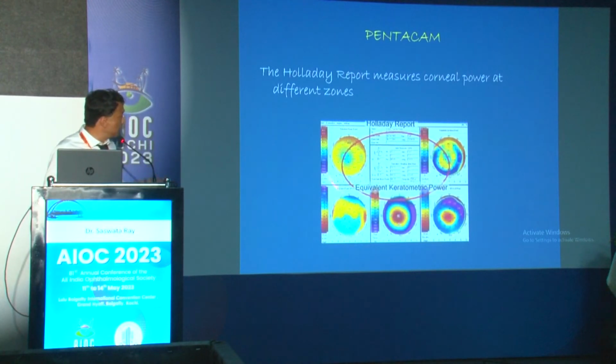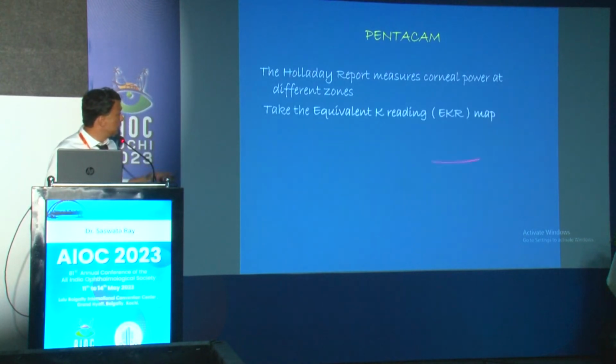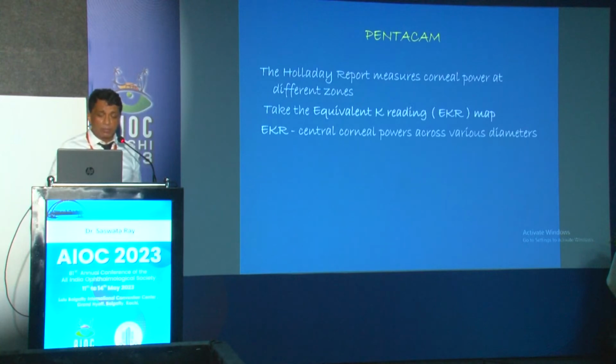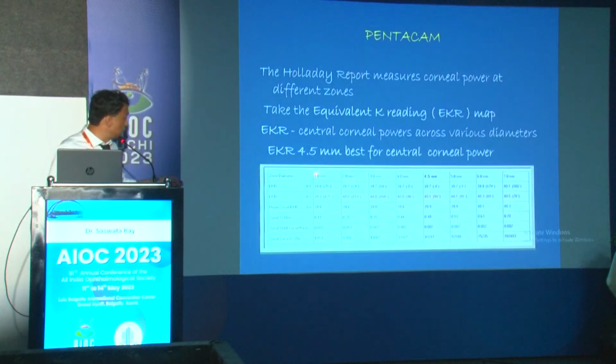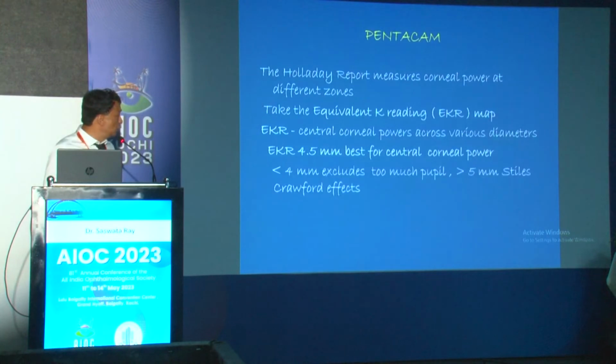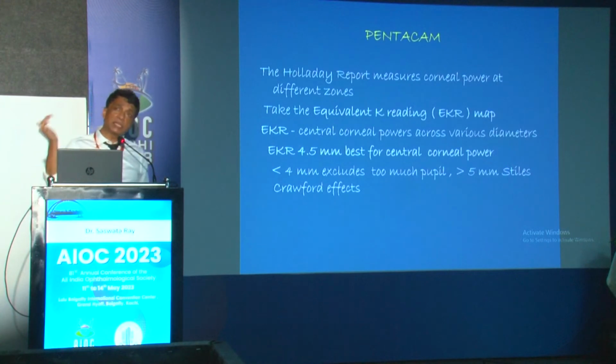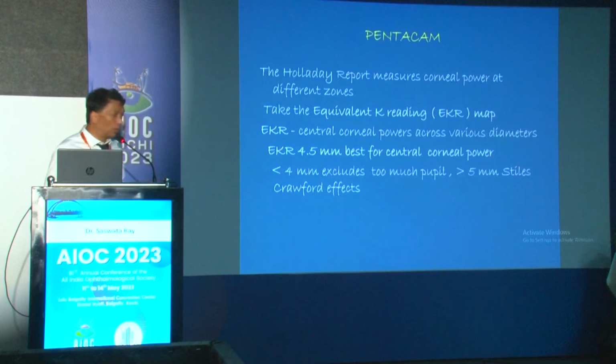And we pick up this map, which is called the EKR, equivalent K reading. What it does is measure the central corneal powers across various diameters from 1 to 7 millimeters of the cornea. Okay, so you can see from 1 millimeter to 7 millimeters, you have a choice, but the EKR 4.5 is the best for central corneal power. Reason being that if it's less than 4 millimeter, you exclude too much of the pupil, and if it's more than 5, then the Stiles-Crawford effect with the directional sensitivity may cause an error. So best is to take the EKR 4.5 zone.